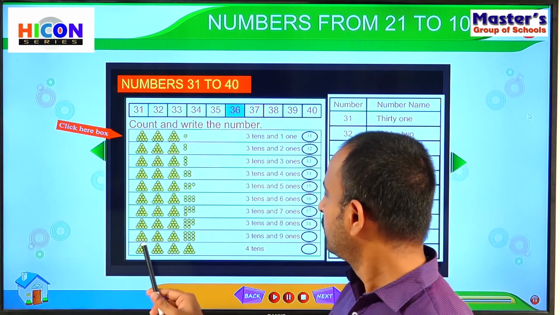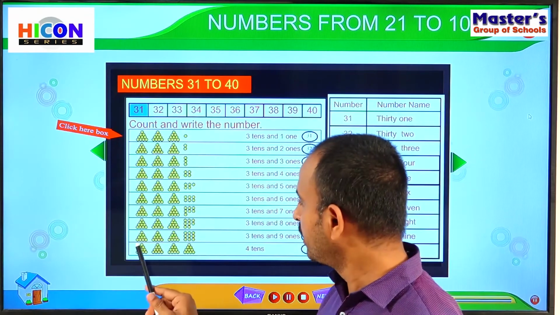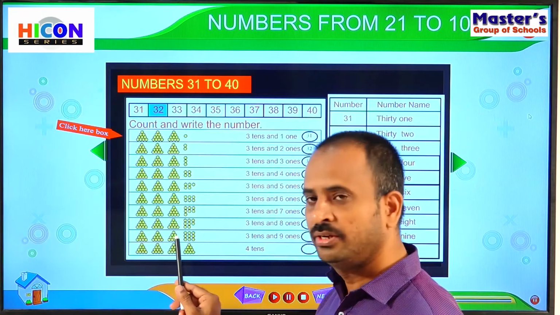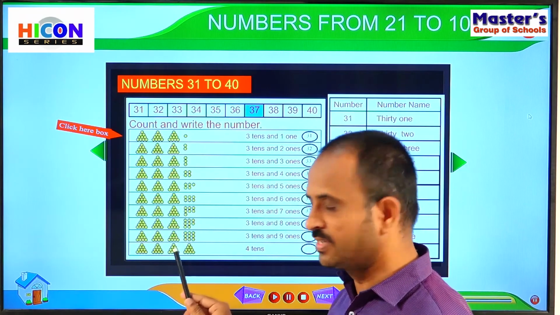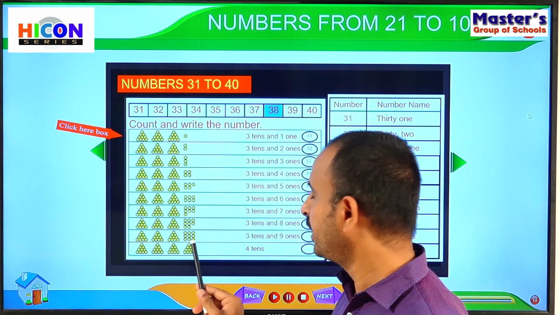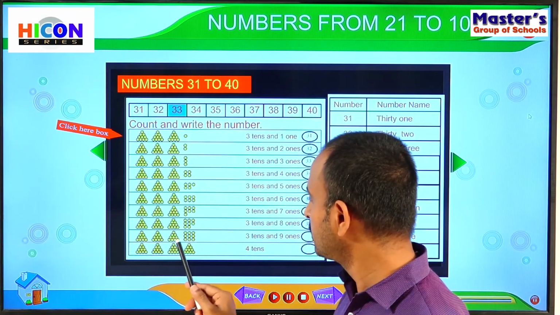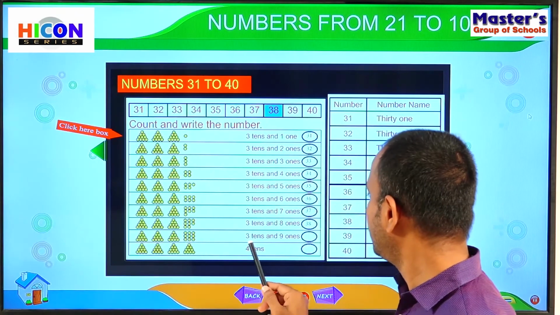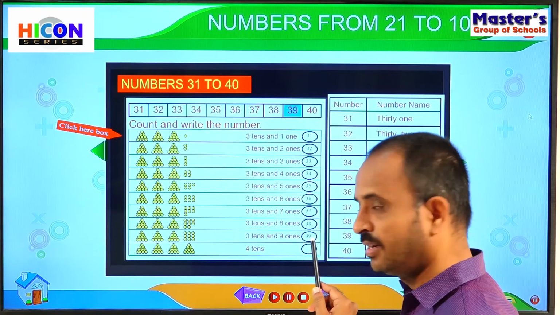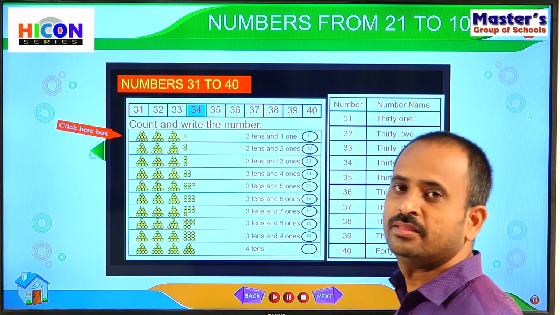See the next row. Children, how many tens are there here also? Here also total there are 3 tens. 1, 2, 3. How many ones are there? 1, 2, 3, 4, 5, 6, 7, 8, 9. That is 3 tens and 9 ones. Total becomes 39. So write 39 in this circle.